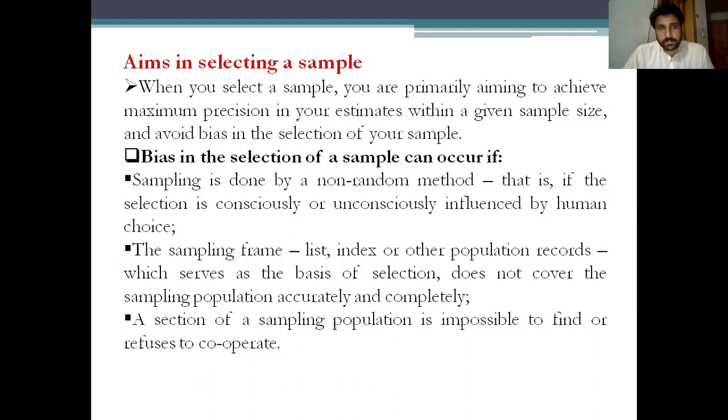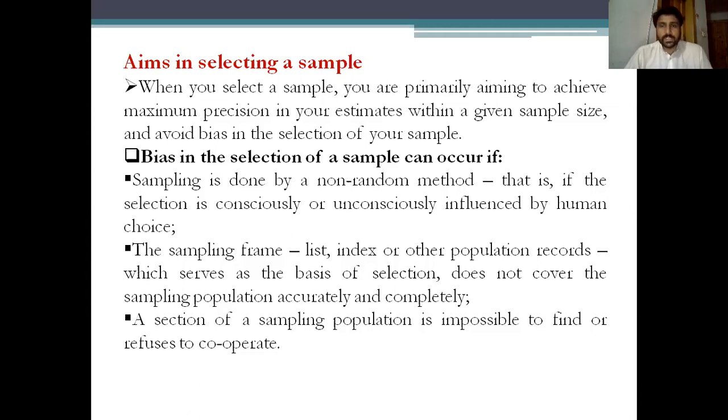And at times, biasness in the selection of sample can also occur if a section of the sampling population is impossible to find or refuses to cooperate. So sometimes you cannot find some people. Let's say 1.2 million, plus minus, is the population of my city. And let's say about 0.01 million people are living in some other cities, or even a higher number might be living in some other population. So it is at times impossible to find a true sample, you should keep that in your mind.